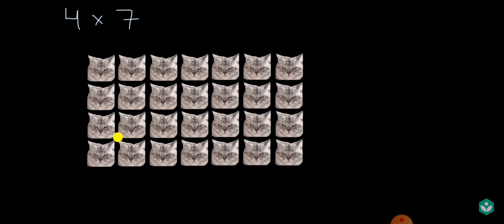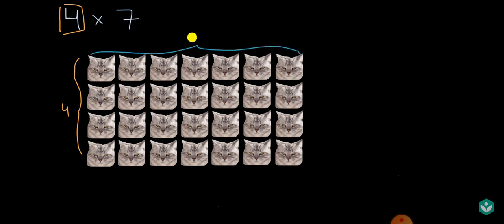And we can see that this is a representation of 4 times 7. We have 4 rows right over here. 4 rows. And each of those rows have 7 cats. And so you can see that right over here. Each of those rows have 7 cats. Some people would call this a 4x7 grid or 4x7 array, however you'd want to view it.